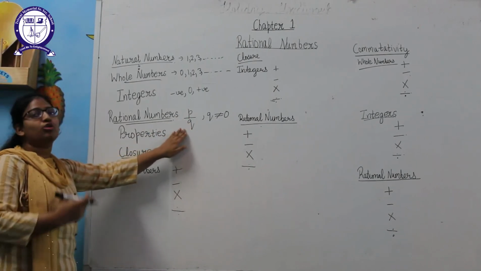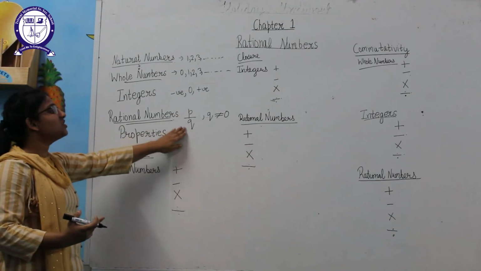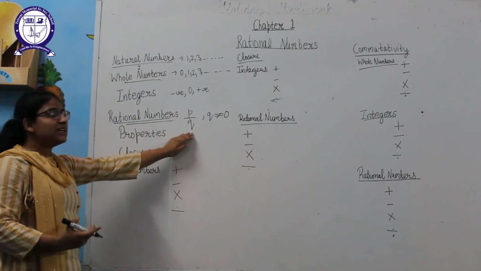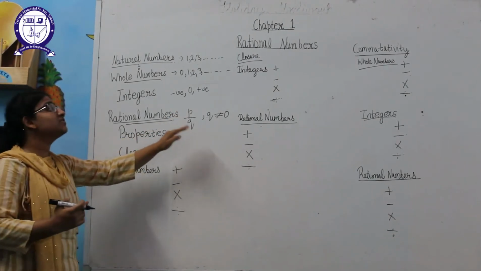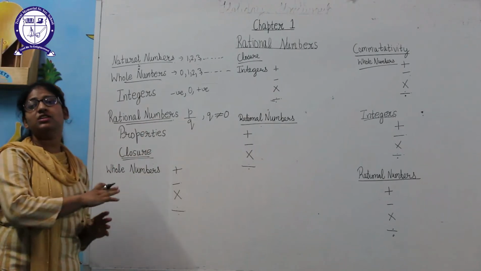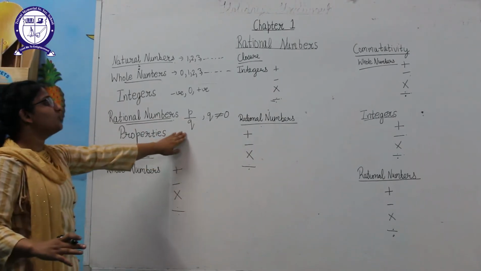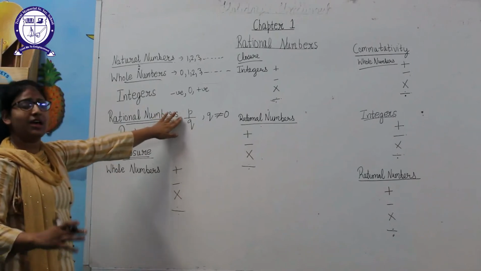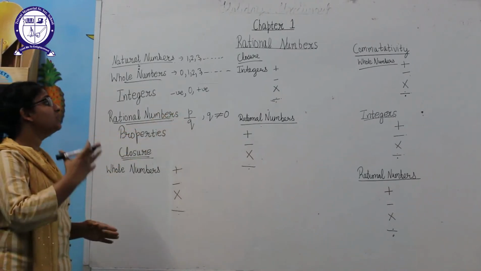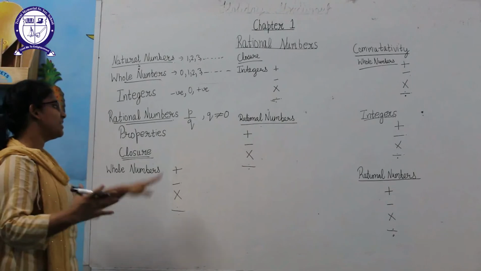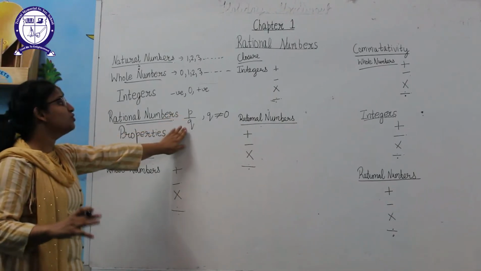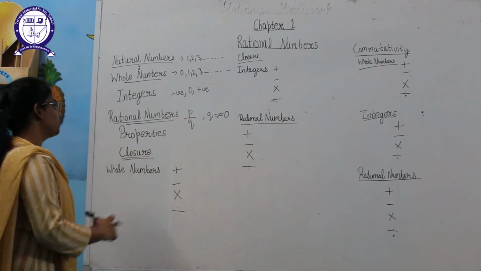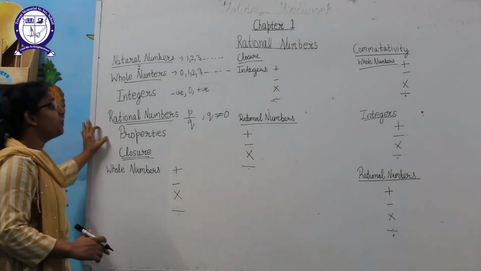So Q should not be 0 because in division, if the denominator is 0, then it gives an undefined answer. The answer is not defined. P can be any value. Let it be positive, negative or 0. Any value we can have. But Q should not be 0. Now we will talk about properties.